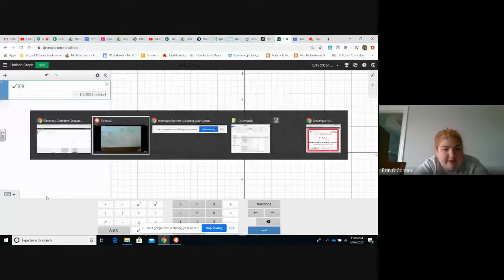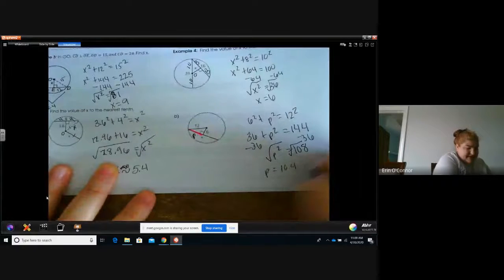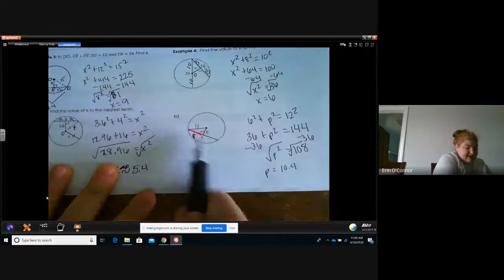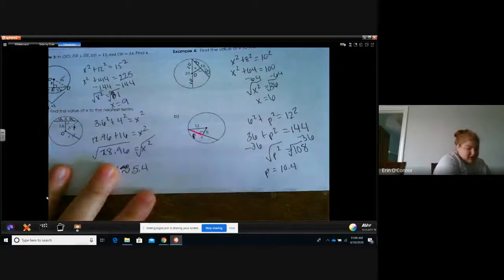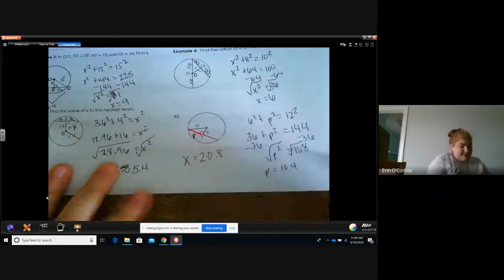Okay. So now that we have that, P equals 10.4, but I need X. We're going to double that because it's 2 of those. And so X equals 20.8.